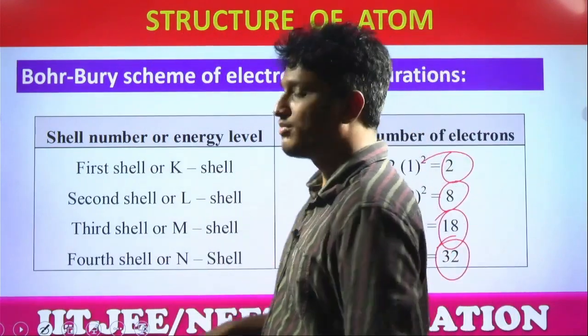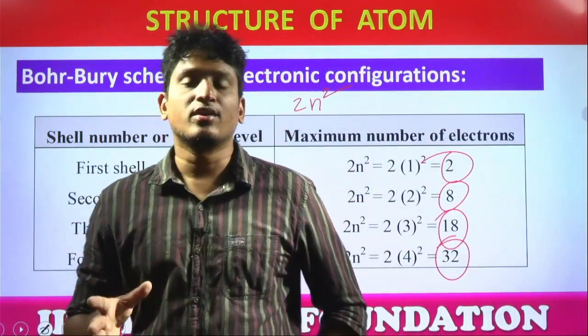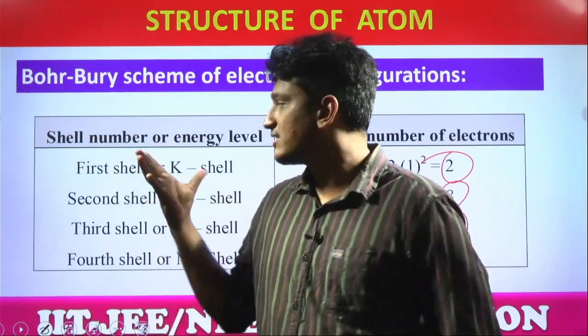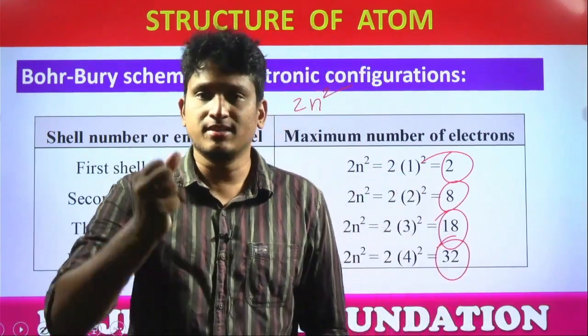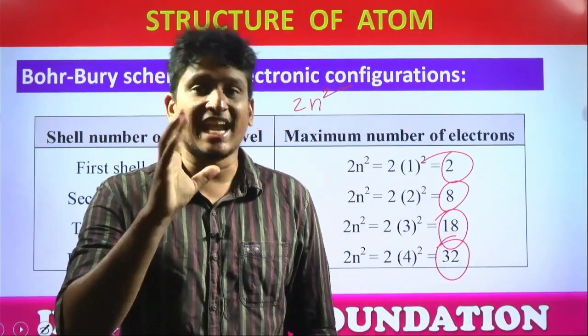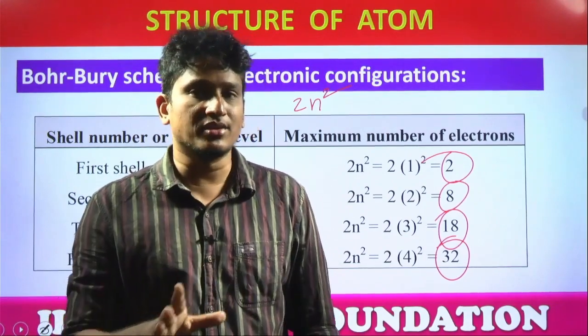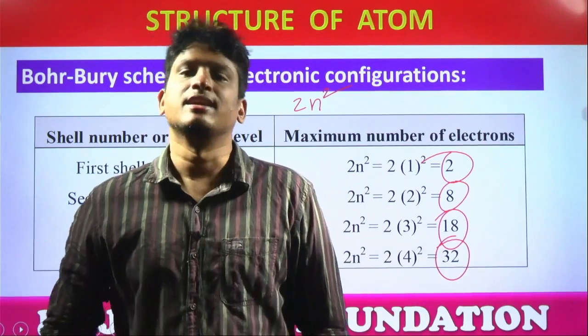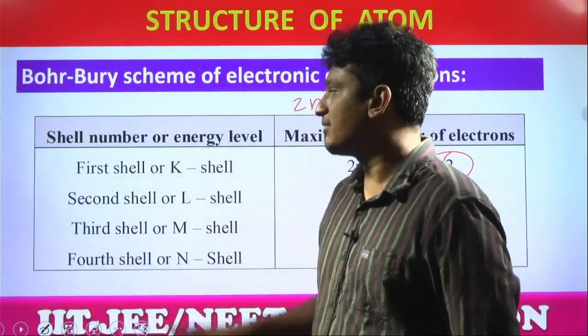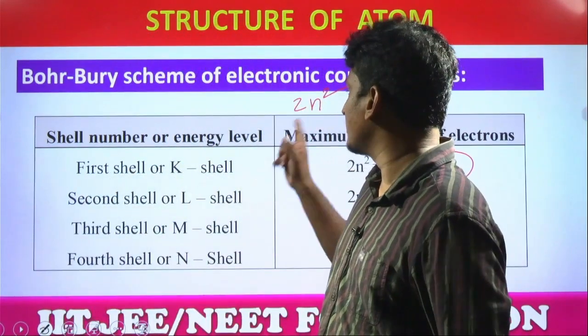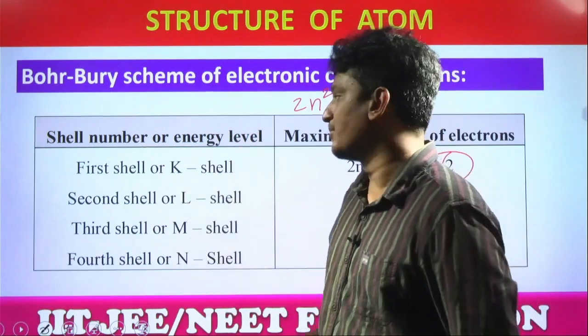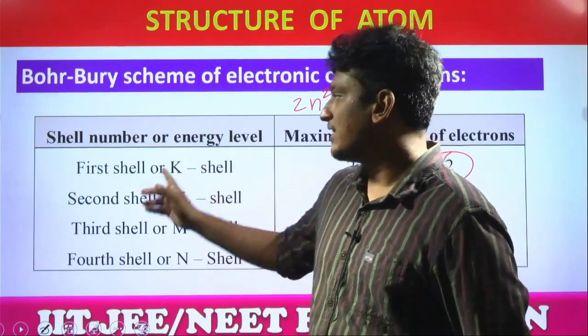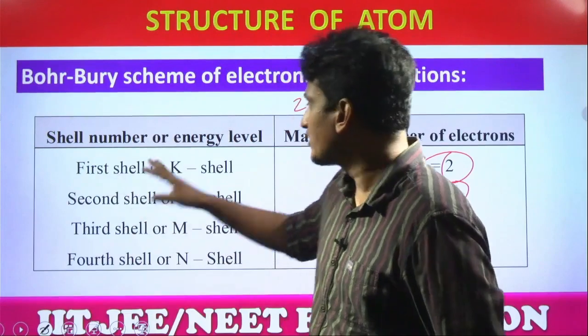And according to the Bohr-Bury scheme also, they said an atom becomes stable if the shell is completely filled. Maximum it can be completely filled means 8 electrons. If it contains 8 electrons, that gives the stability. Once it fills the 8 electrons, then it can enter into the next shell. So this is the Bohr-Bury scheme. The formula to be remembered in this is 2n square. N represents the shell number. KLMN or 1, 2, 3, 4. These are called shells or orbits or energy levels.